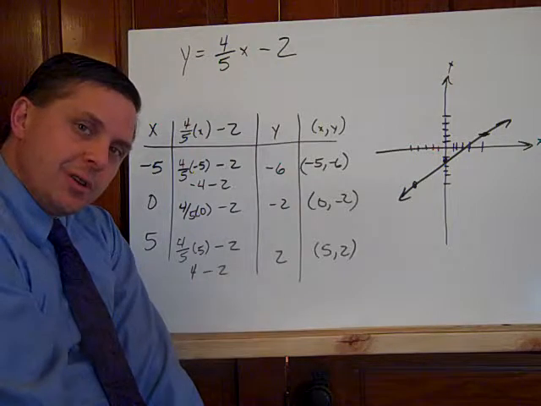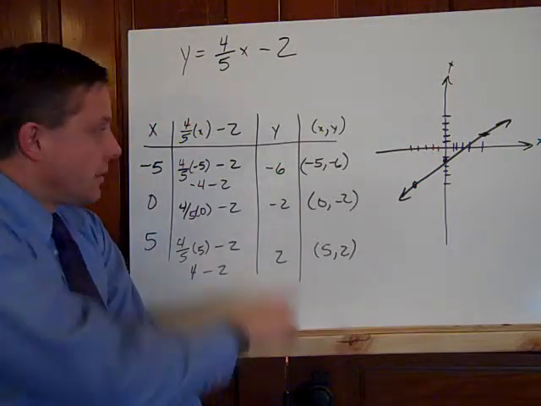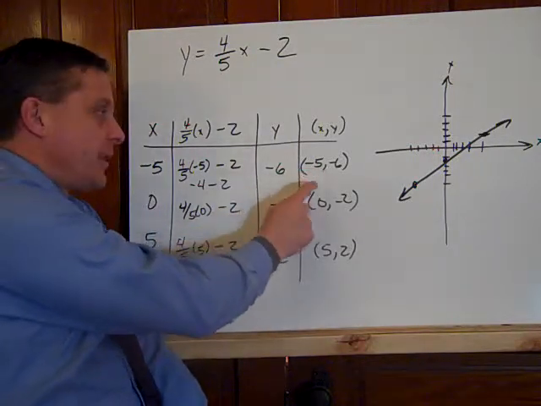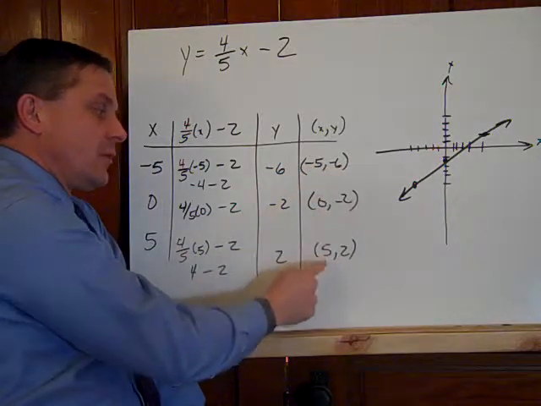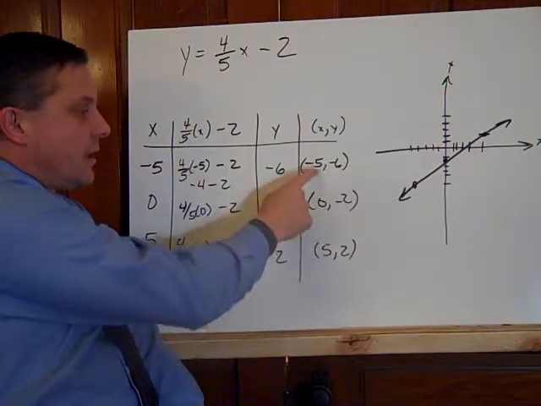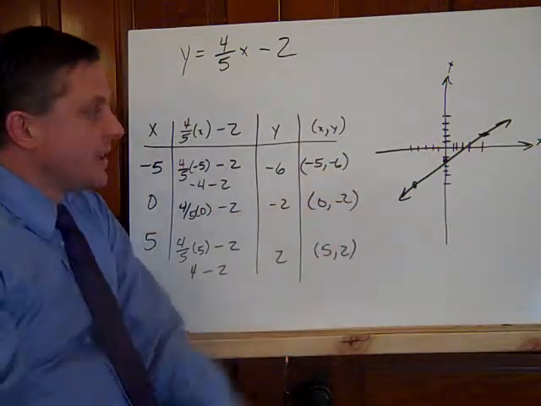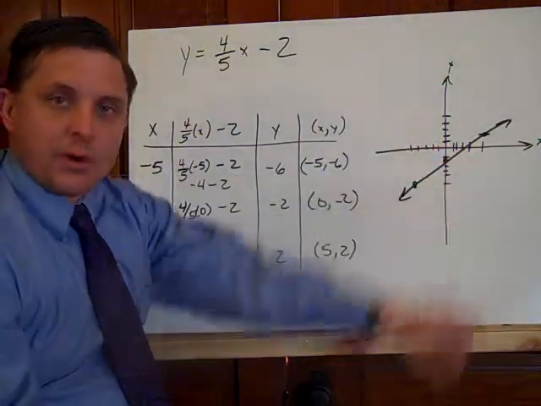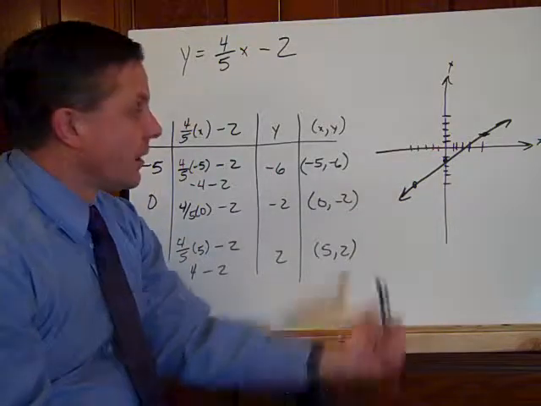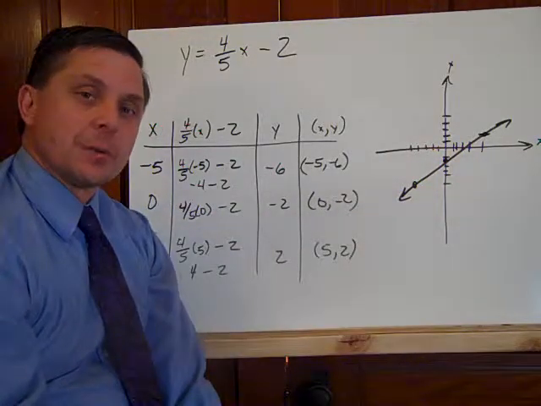And again, you can pause the video and look at the charts, make sure you understand it. And again, I'm going to double check myself on the points. Negative 5, negative 6, 0, negative 2, and 5, 2. Jump 5, okay. Up 4, up 4. And again, if I graph those points on there, we have a line. And those 3 points were collinear.